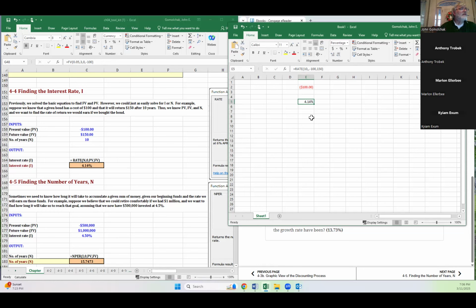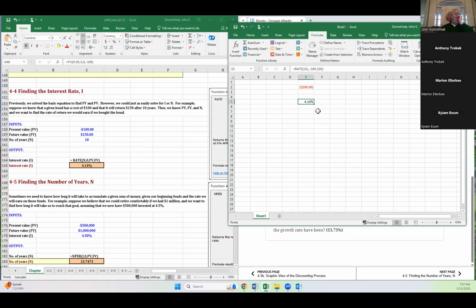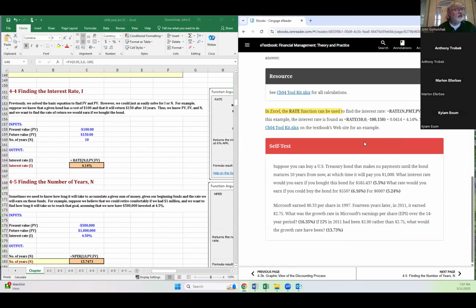So changing the number of decimal places will give you that. 4.14. We got what the book got. So obviously we did the right thing. All right. So taking this down, moving on. That was finding the rate.